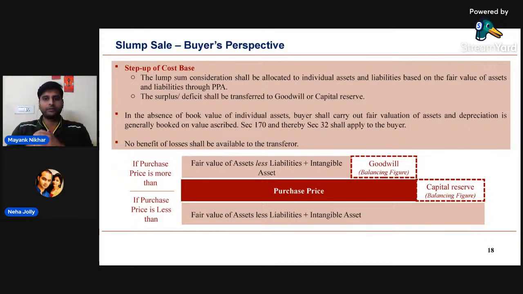the fair value that will be worked out, where fair values of all the assets and all the liabilities have to be compared with the consideration that he has paid, and any surplus or deficit shall be goodwill or capital reserve. Now, in absence of book value of individual assets, the buyer shall carry out fair value of assets, and depreciation is generally booked on the value ascribed. Thereby, Section 32 shall apply to the buyer.